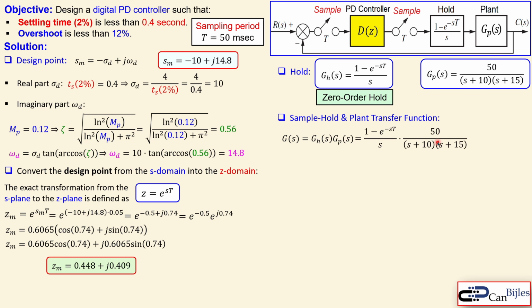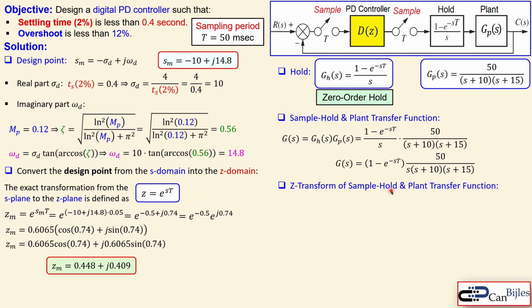Now when you just multiply them together, you have this, and you can also write it down in this format, so you move this S into the denominators. You have now here this expression. Now we need to take the Z transform of this expression. So the Z transform of the sample, hold, and the plant transfer function, that's the next step. So G of Z is equal to the Z transform of this expression. But we know the following situation.